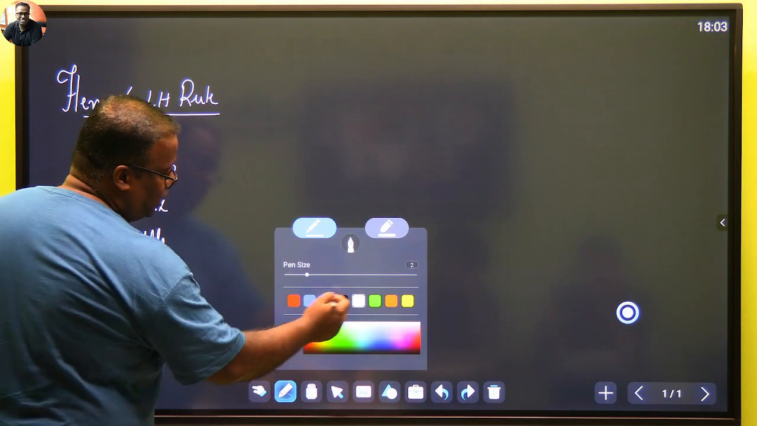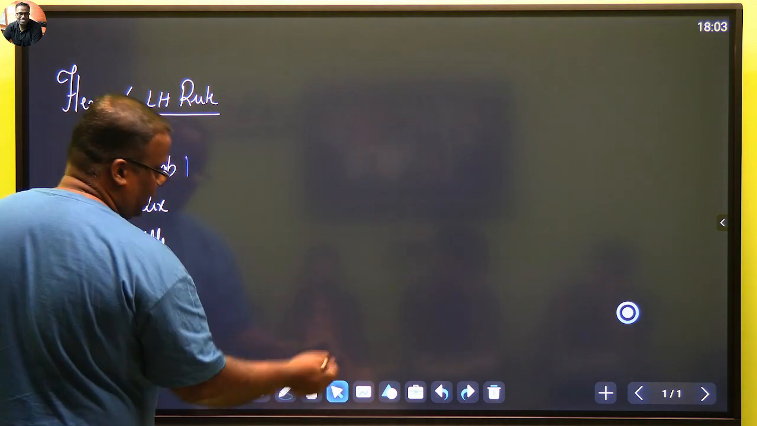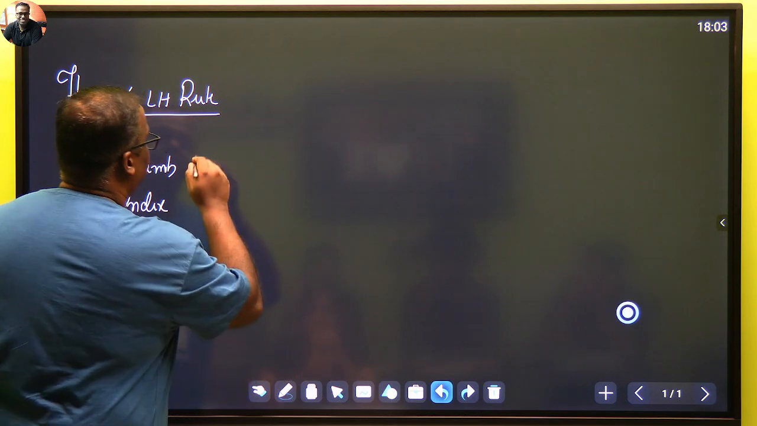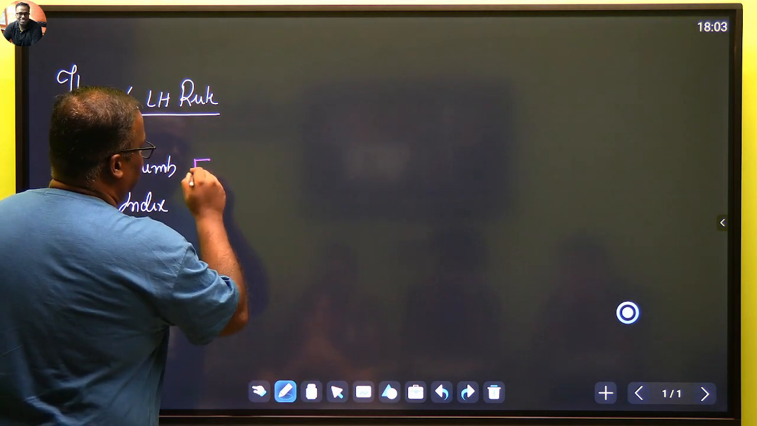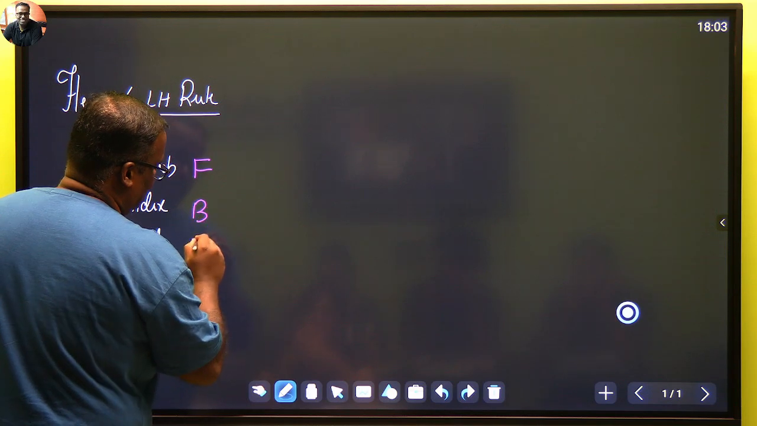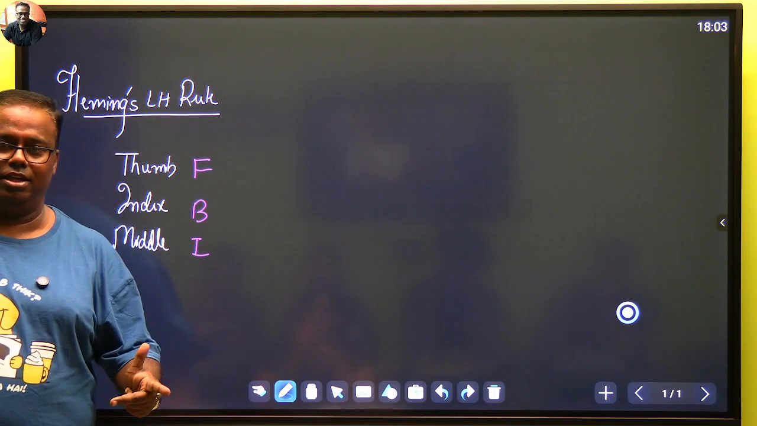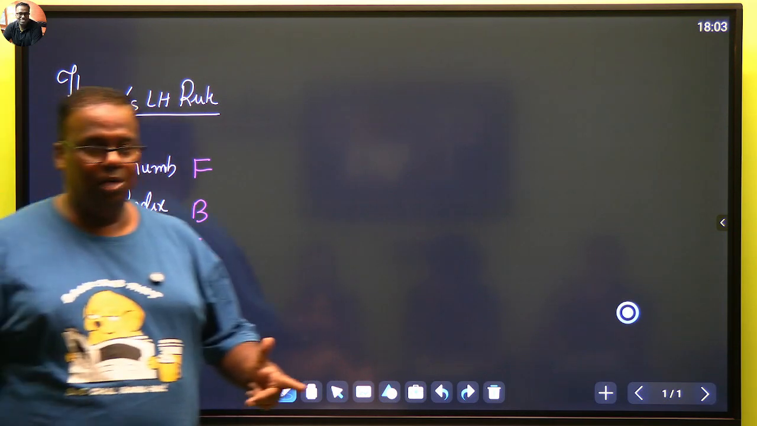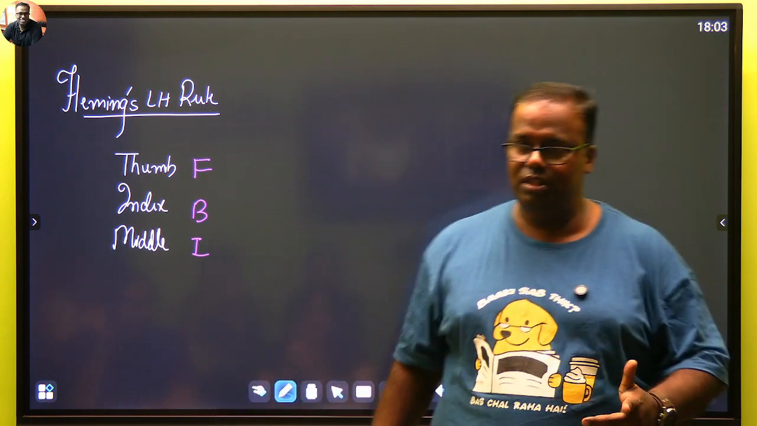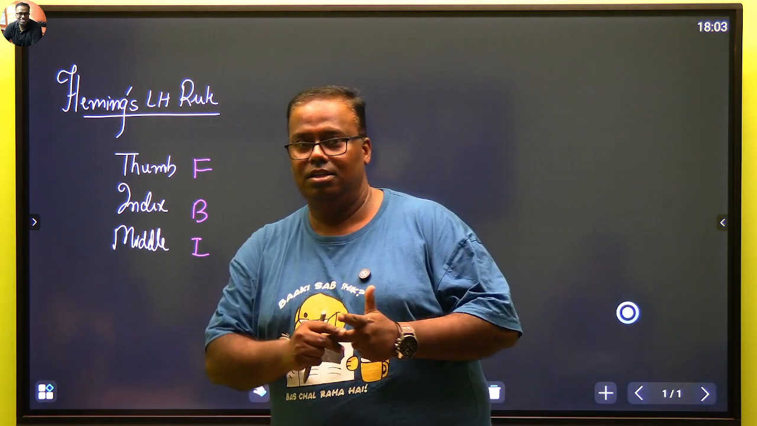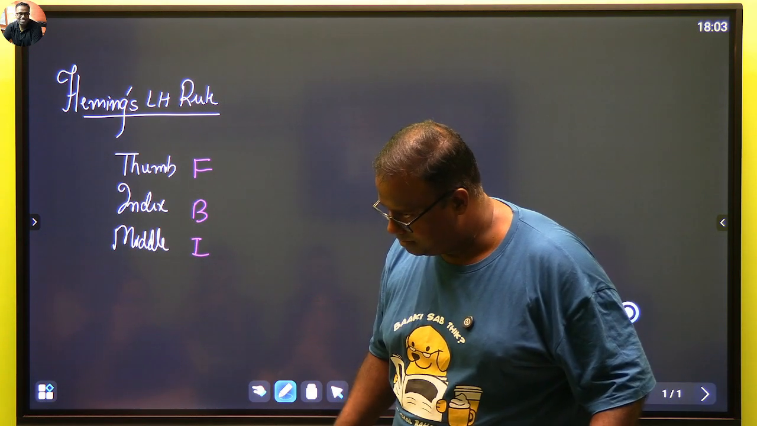Now you will not write anything. In the order in which you read it, in that same order you will write. FBI. Thumb denotes force, index finger denotes magnetic field, and middle finger denotes current. Is that clear?